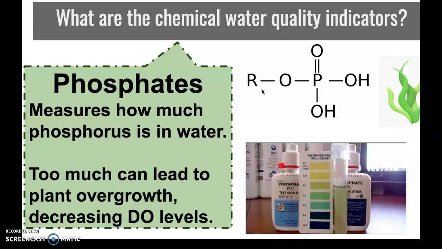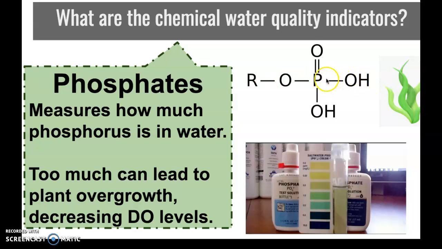We've got a little video, but I will post this on Canvas for you to watch. Our next chemical water quality indicator is called phosphates. This is going to measure how much phosphorus is in the water. Too much can lead to too many plants or plant overgrowth. Whenever we have too many plants in a system, typically algae, we're going to decrease our DO levels, our dissolved oxygen in the water. And again, remember, low DO levels are indicative of a poor or unhealthy water system.